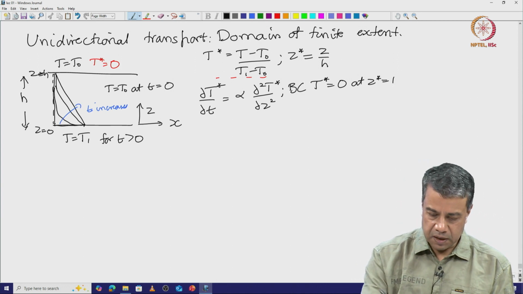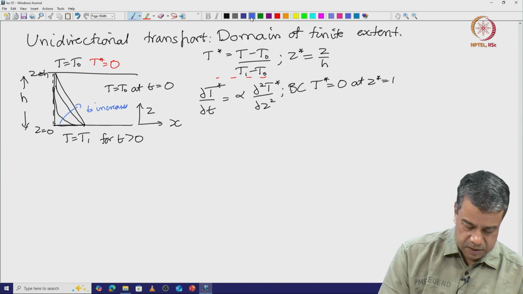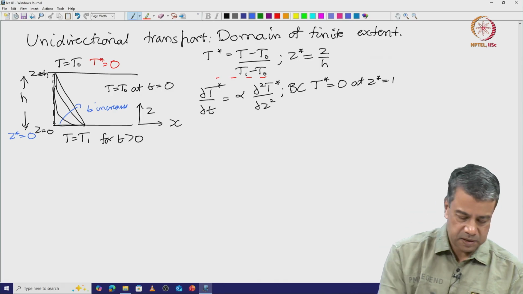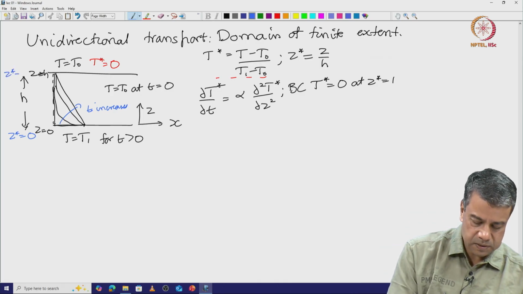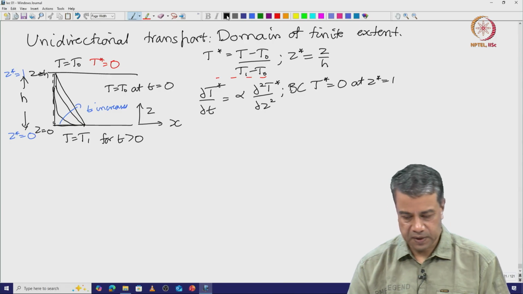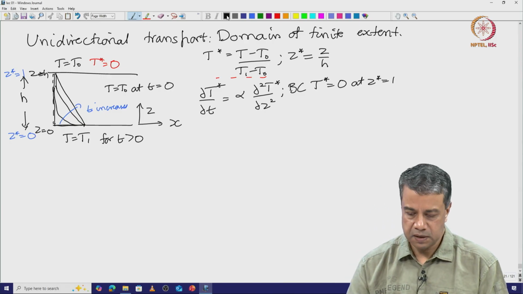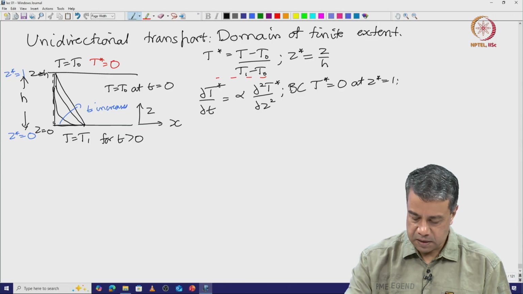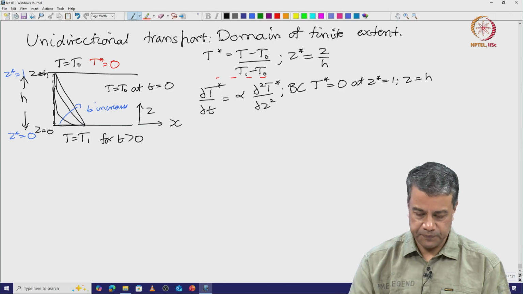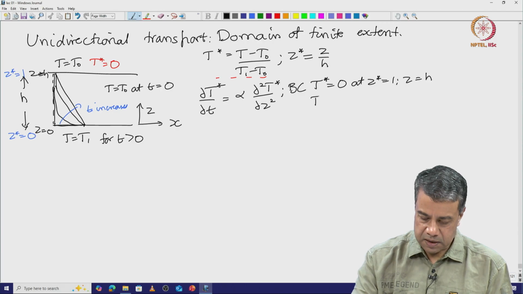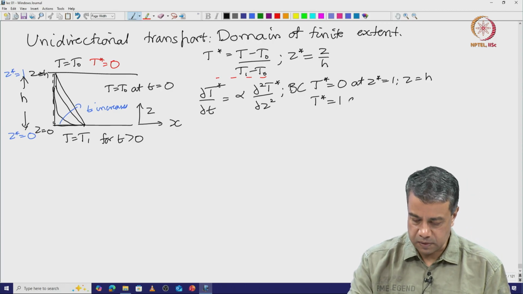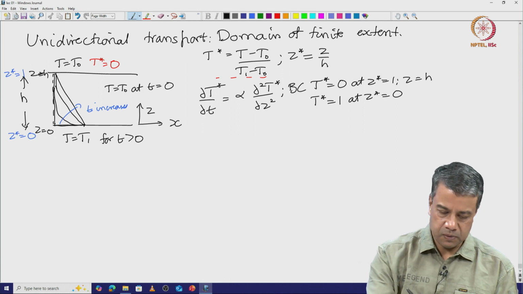In terms of the scaled coordinate, this lower z star is equal to 0 because z star is equal to z by h, and here z star equals 1, which is the same as z is equal to h. And T star at the bottom surface is equal to 1, at z star is equal to 0, T star is equal to 1.